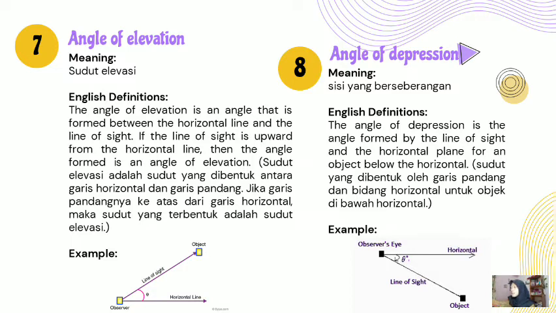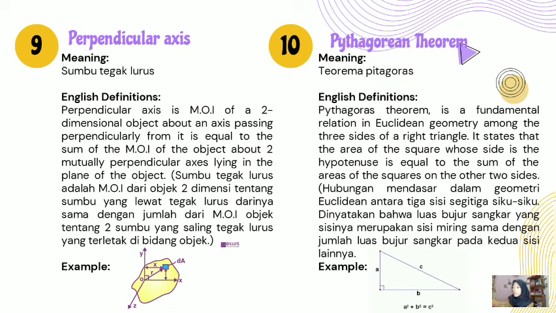Number 8, angle of depression. Meaning is sudut depresi. English definition: the angle of depression is the angle formed by the line of sight and the horizontal plane for an object below the horizontal. Example in the picture. Number 9, perpendicular axis.